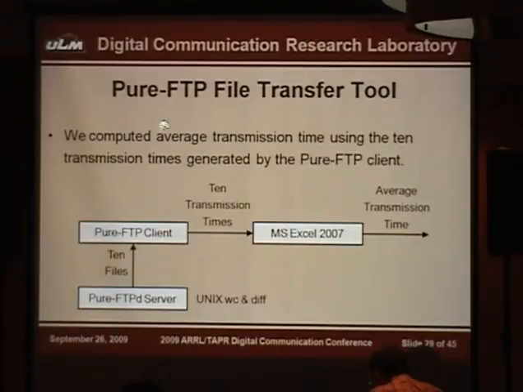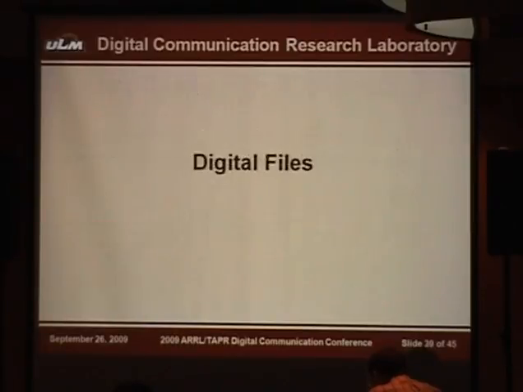I'm getting 10 of the same files. So I'm getting 10 of the 4 kilobyte files, 10 of the 8 kilobyte files, 10 of the 16 kilobyte files over a period of days or whenever I was doing these transmissions. And I have the 10 transmission times from each of those. I put it into this Excel spreadsheet again, and I average those out. So I get an average transmission time from that. And so then I can plot that for each of the transmissions.